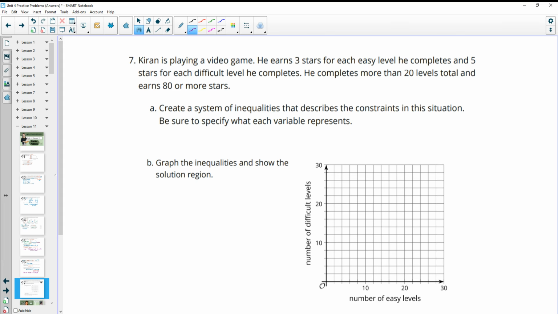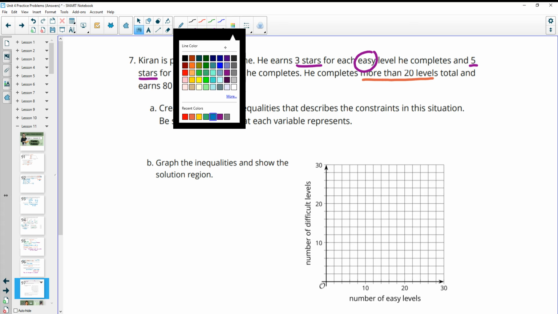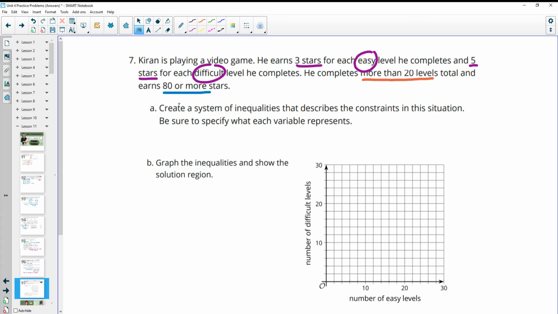Number 7, Kieran is playing a video game. He earns 3 stars for each easy level he completes, and he earns 5 stars for each difficult level that he completes. So we've got easy levels and we've got difficult levels, and they're getting different stars for those. He completes more than 20 levels, so he's getting more than 20 levels total, and he's earning 80 or more stars, so 80 or more. Create a system of inequalities that describes the constraints of this situation. Be sure to describe what your variables are.